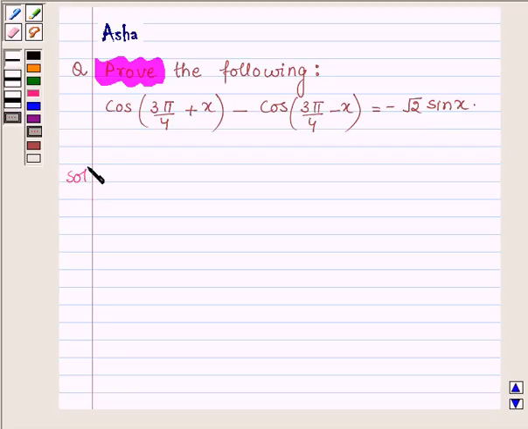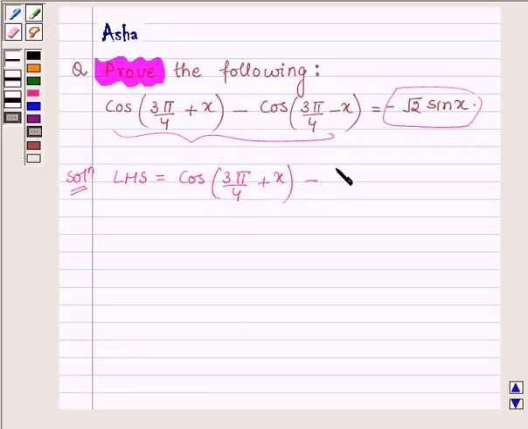So let us begin with the solution, and we will solve the left hand side of this problem and show that it is equal to the right hand side, which is minus root 2 sine x. So the left hand side is cos 3 pi upon 4 plus x minus cos 3 pi upon 4 minus x.